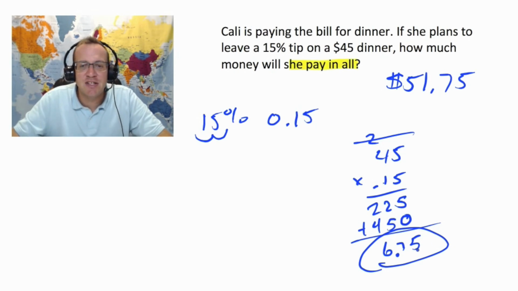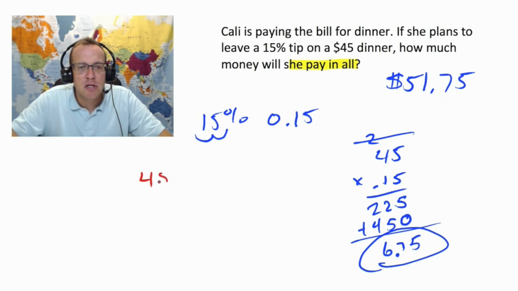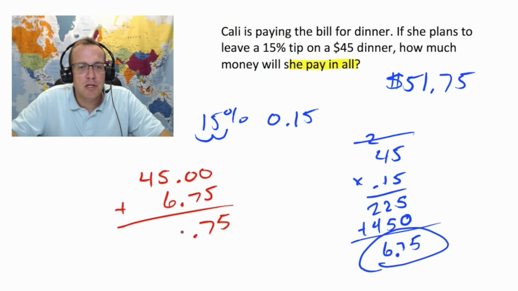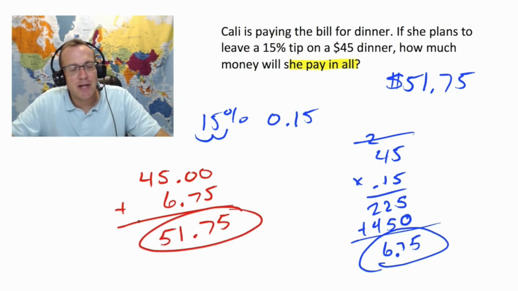So that means we need to add this $6.75 back onto our total of $45. So we have $45 and no cents plus $6.75. When we add it back on, we end up with $51.75. And that's how we find that number.